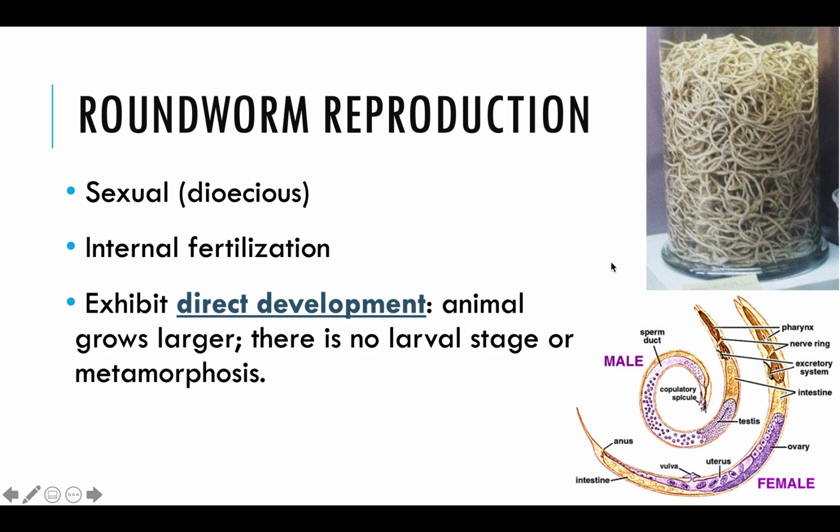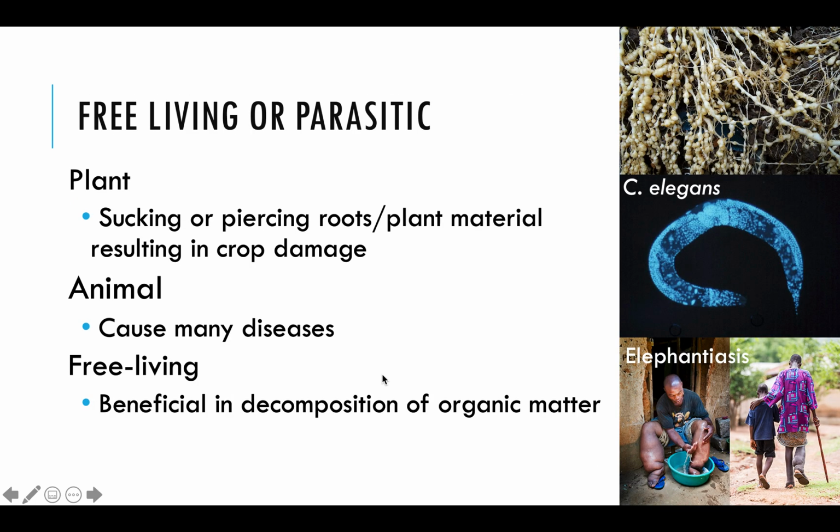So roundworm reproduction. These guys are sexual. They're dioecious. Remember what that means. We have males and females, right? Two separate individuals. We experience internal fertilization here. They also exhibit direct development, okay, as opposed to metamorphosis. So you should know that direct development means that the animal is just growing larger. There's no sort of metamorphosizing going on.